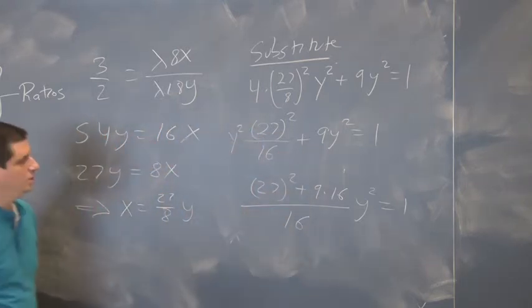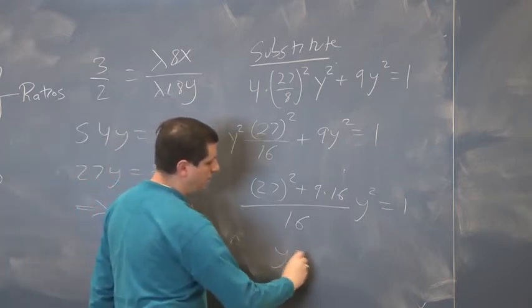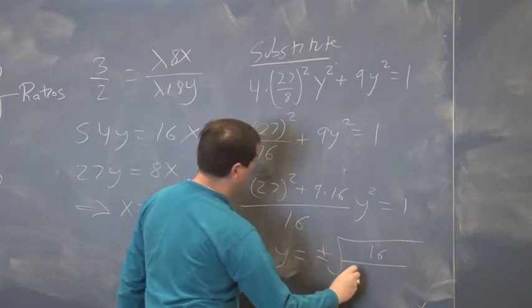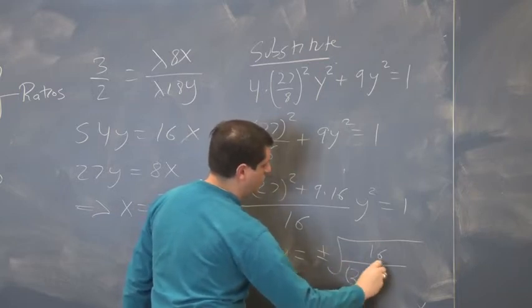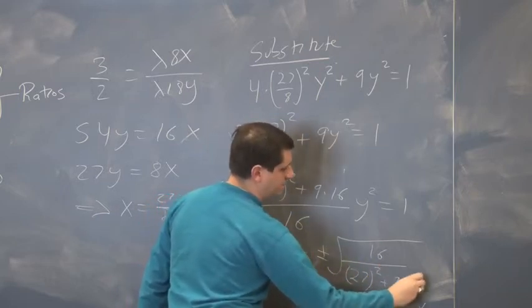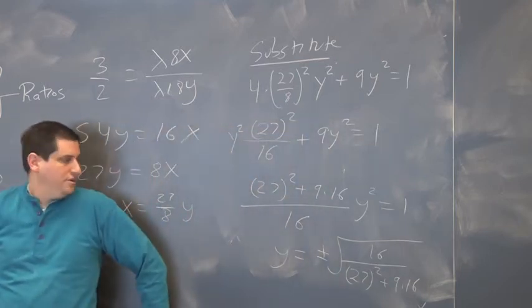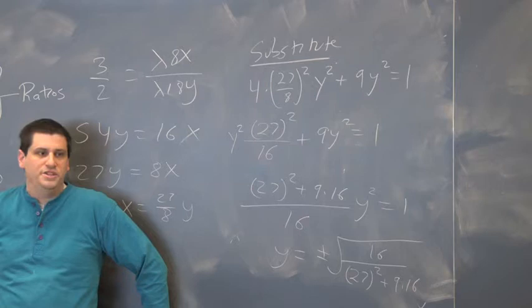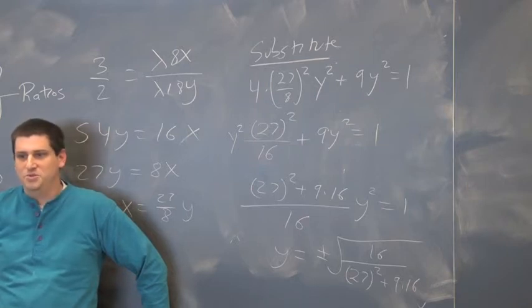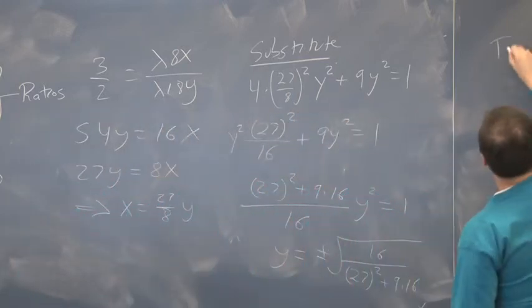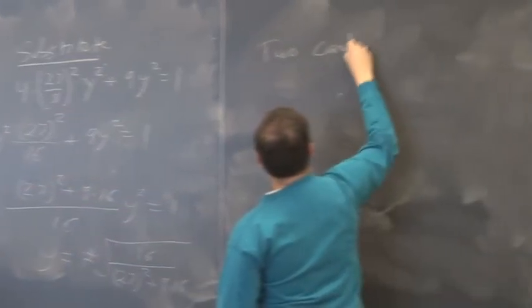All right, so now we get y is plus or minus the square root of 16 over 27 squared plus 9 times 16. Can we simplify the denominator? Can we pull things out of the square roots? Yes, I don't care. This is what the number is, okay? So now we get 2 candidates.